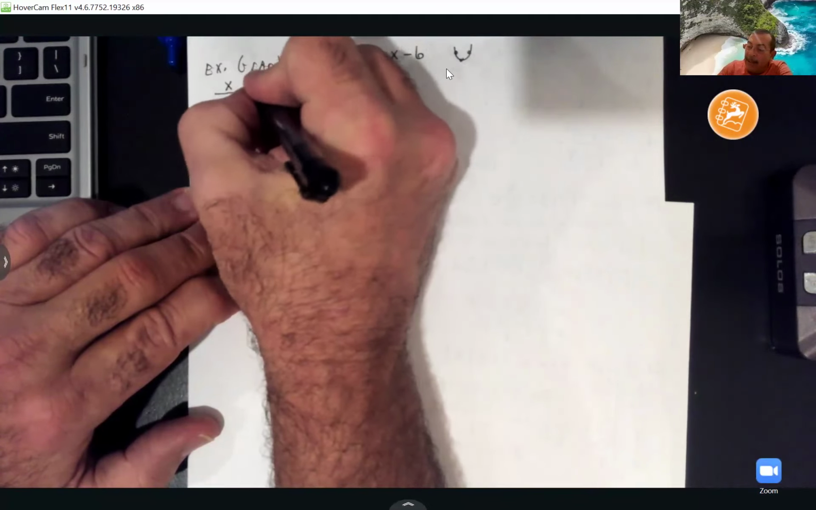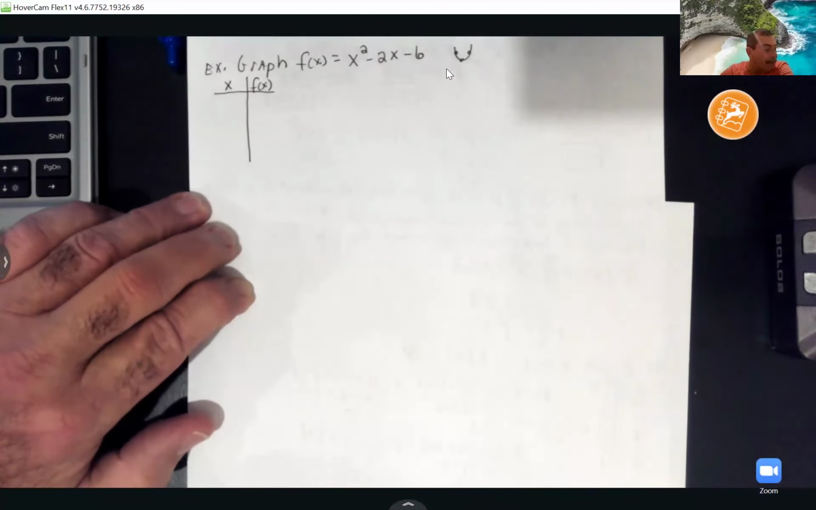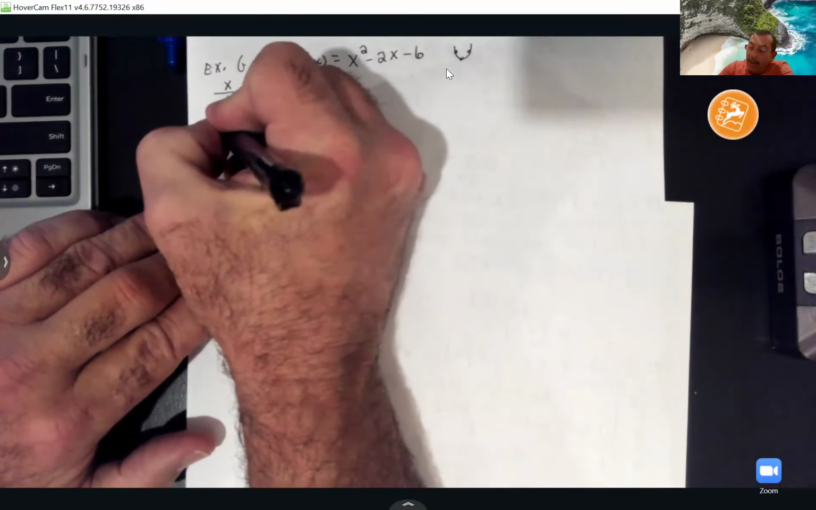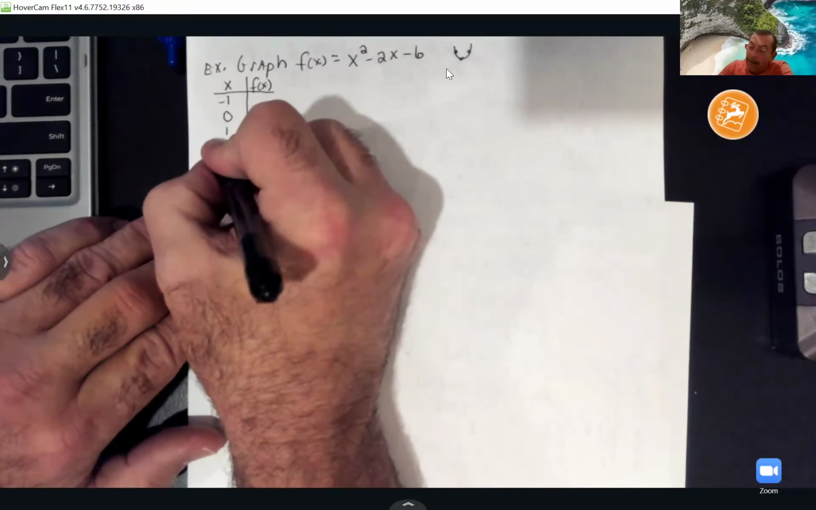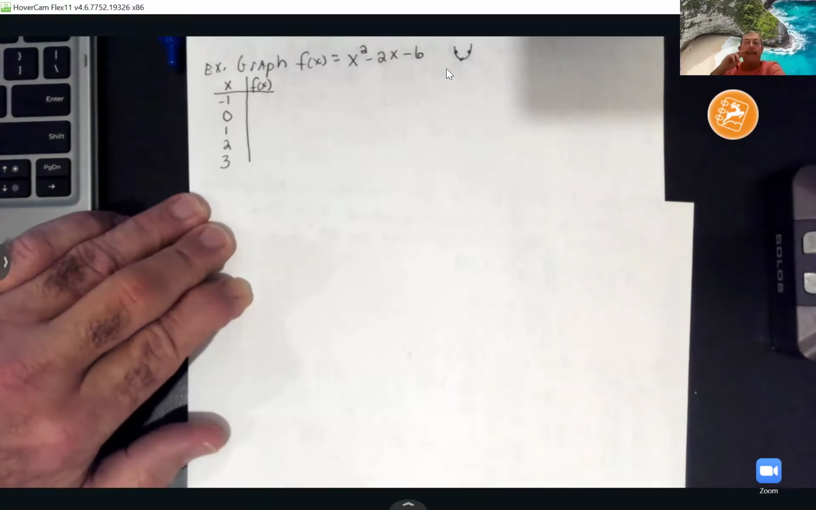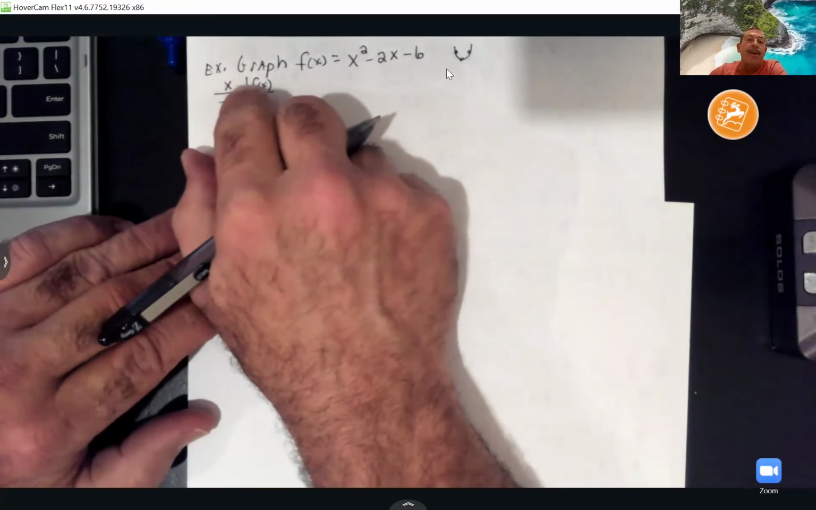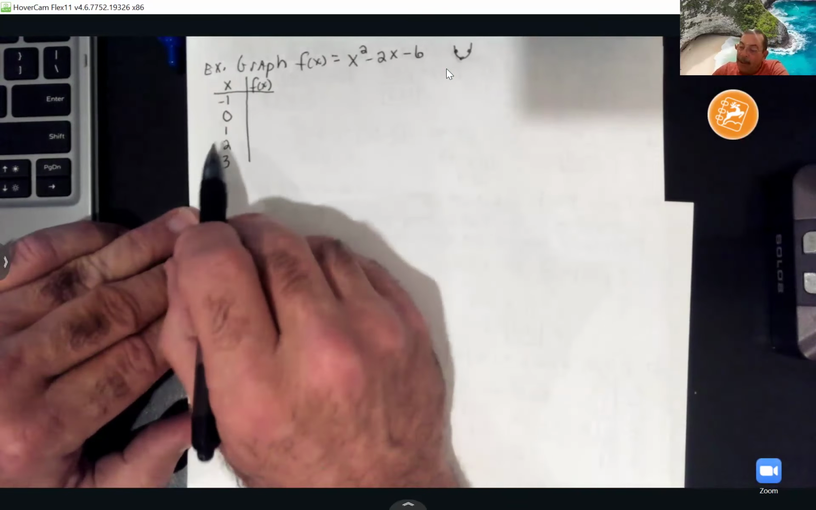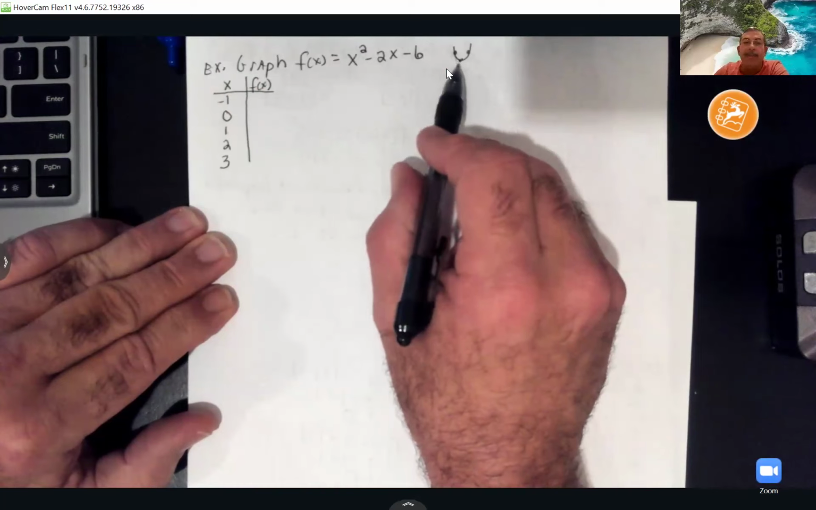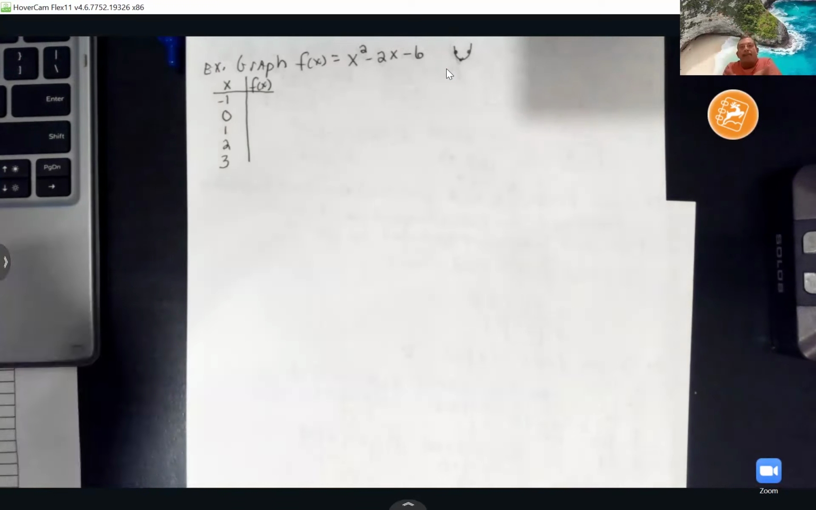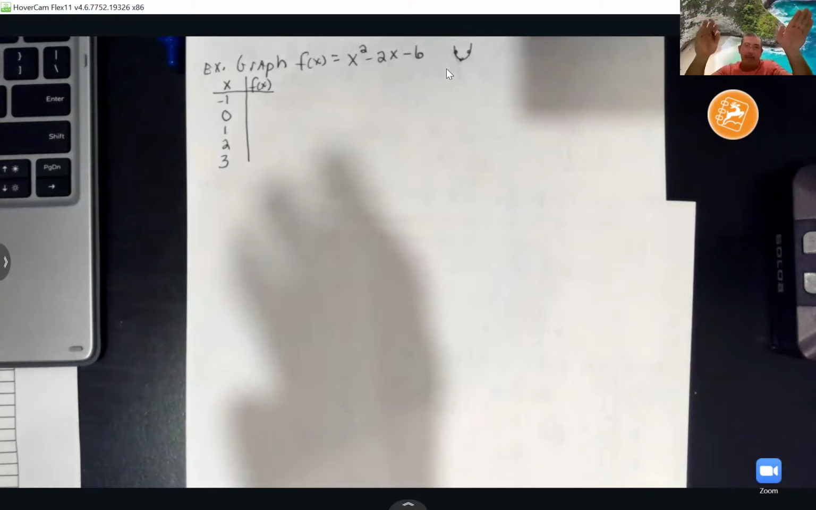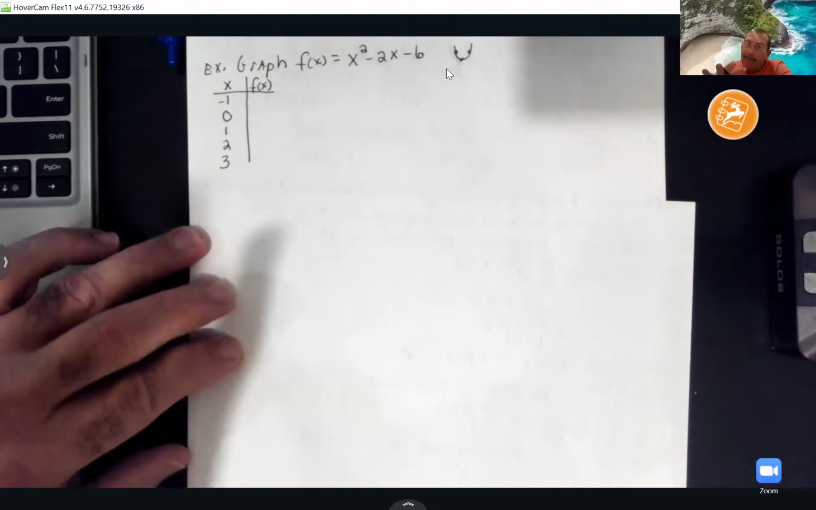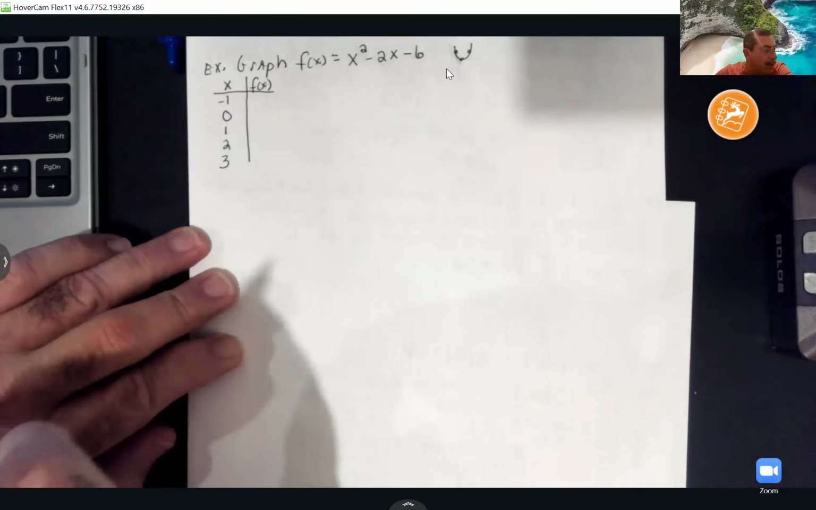So x and f of x. All right, so they're doing -1, 0, 1, 2, and 3. Now, they're giving you the numbers that'll give you a perfect center part of the graphs. So this middle number will always be the minimum point or the maximum point, depending which way it opens. Now, this one's not as picky, so we can just do our 3 points and be done.